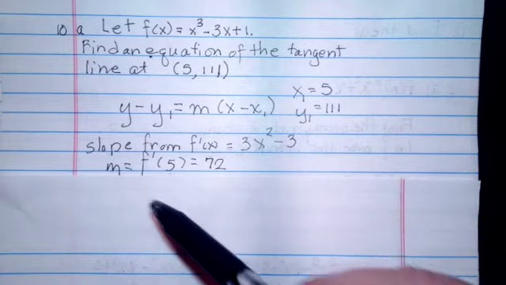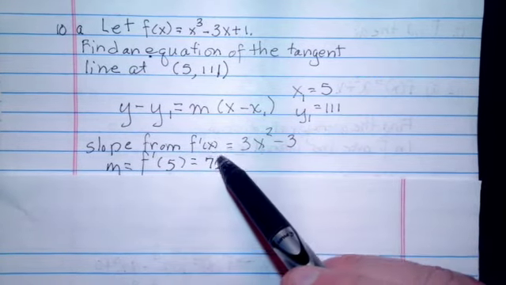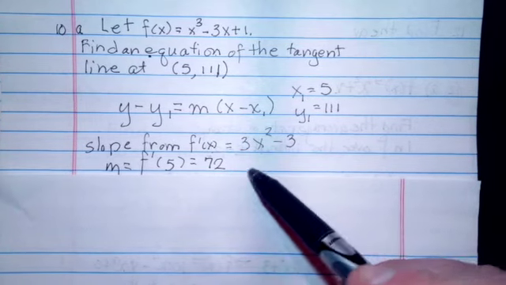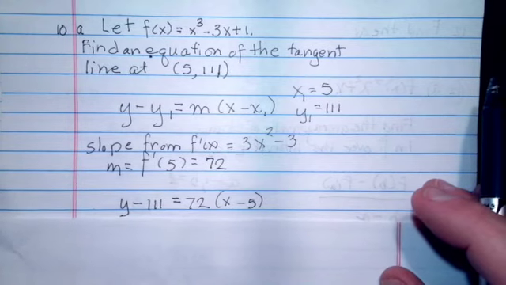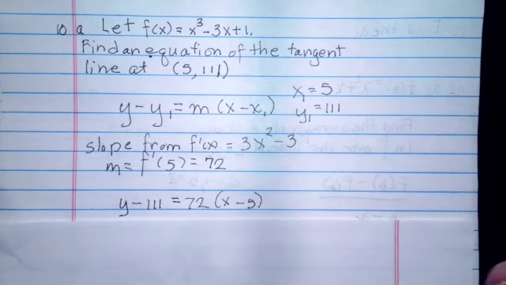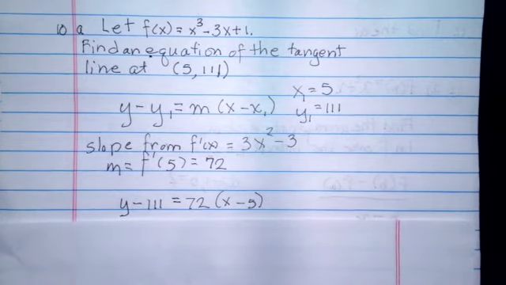And so then we just put everything back in. y minus 111 equals 72 times x minus 5. And if you like, you can rewrite that. You can solve it for y and maybe distribute the 72 across that sum and collect all the terms, but I think I'm going to leave it just as it is.